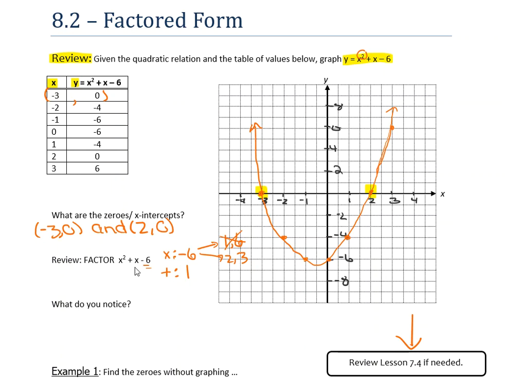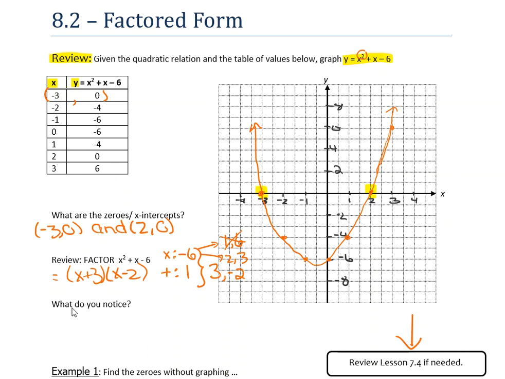So let me erase this. In the space below here, once I figure out these key numbers, the key numbers that multiply to negative 6 and add to 1, which are a positive 3 and a negative 2, then I put them right in the brackets. X plus 3, X minus 2. And we have done this before, so if you've forgotten, you will have to go back and review that. So that's factored.